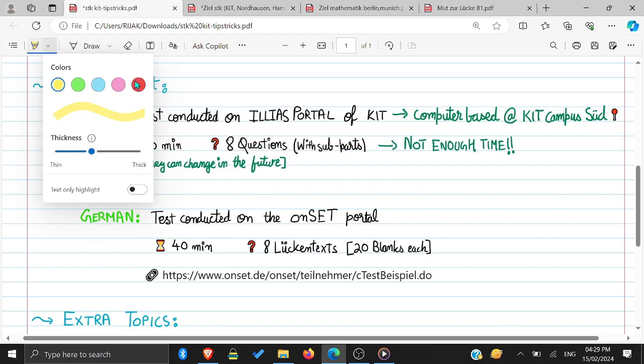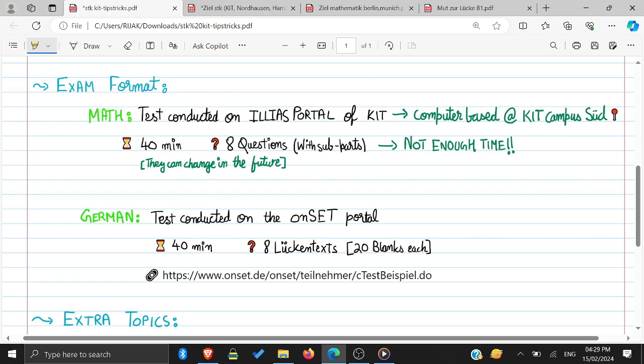So the exam obviously has two parts. One is German and one is mathematics. So for maths, the test is conducted on Ilias, which is a portal from KIT.